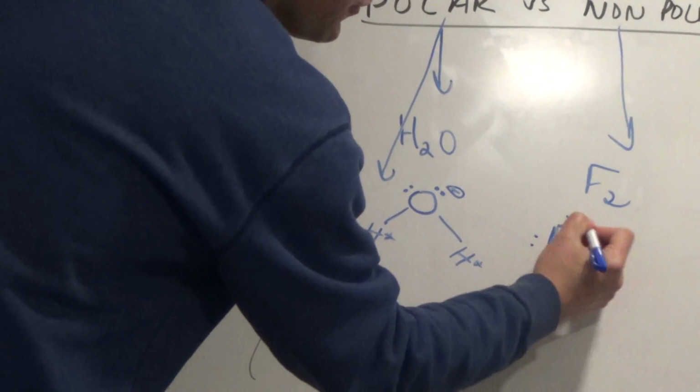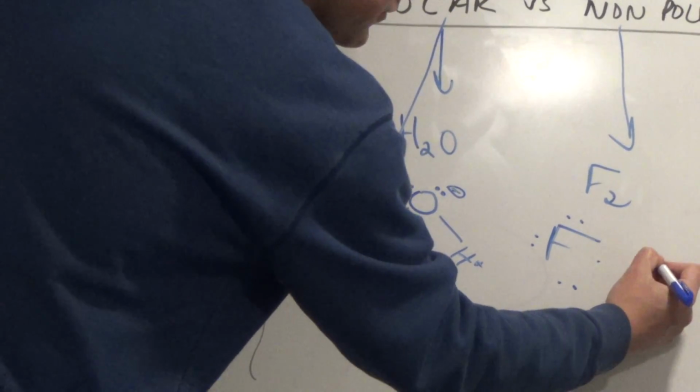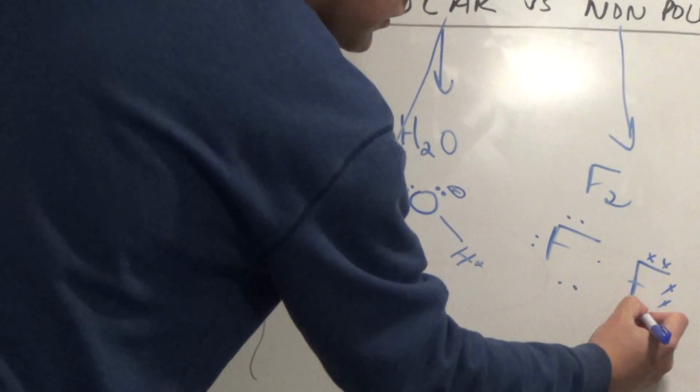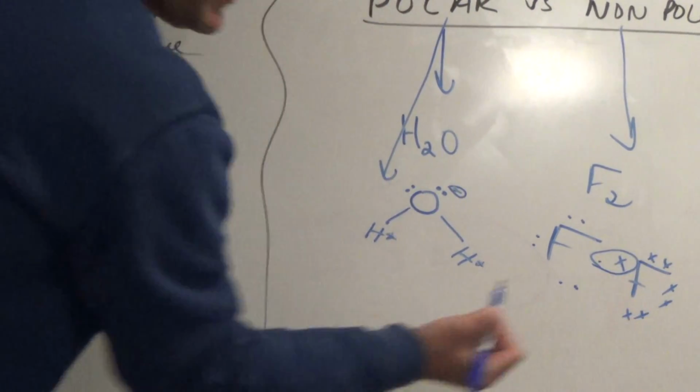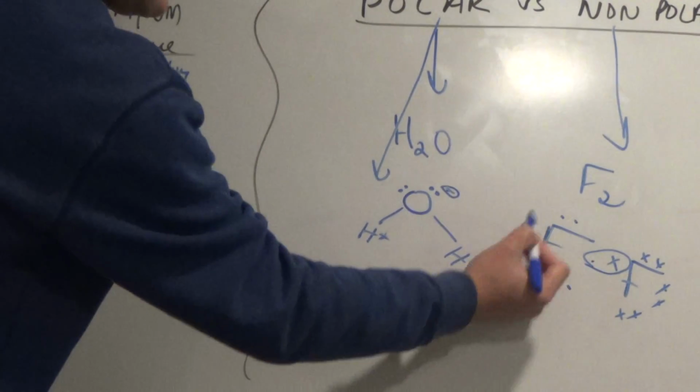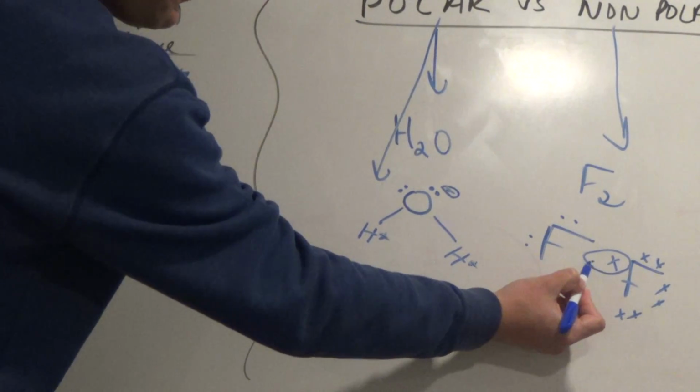So there's 7 valence electrons. Here's another fluorine. I'll draw them as X's. Here we go, right here. Shared pair right here. This wants to gain 1. Well, this one has access to this one. Now this one has 8.